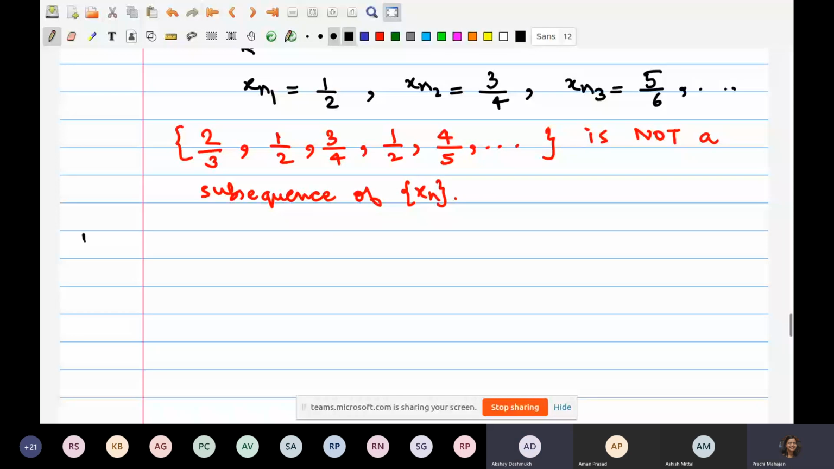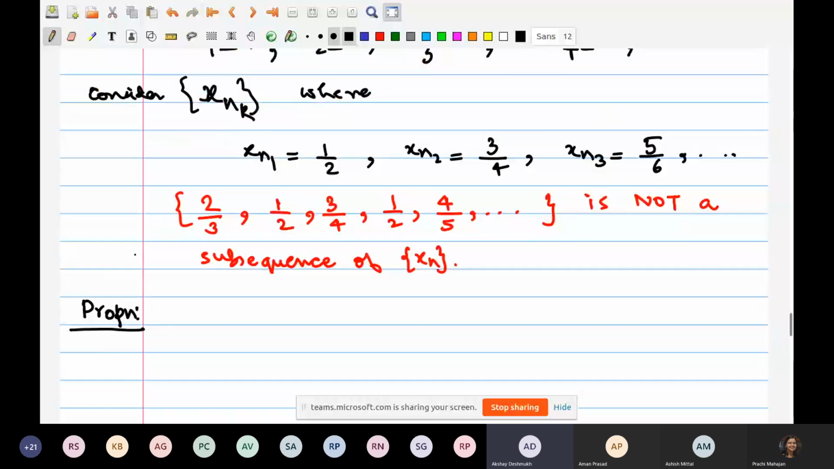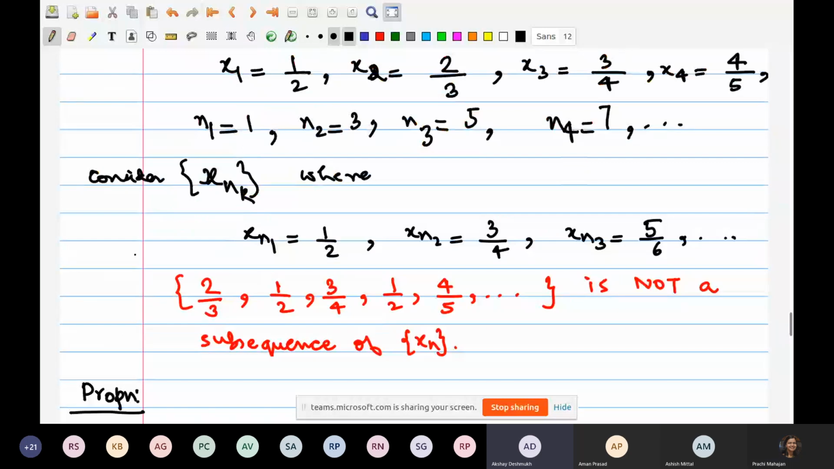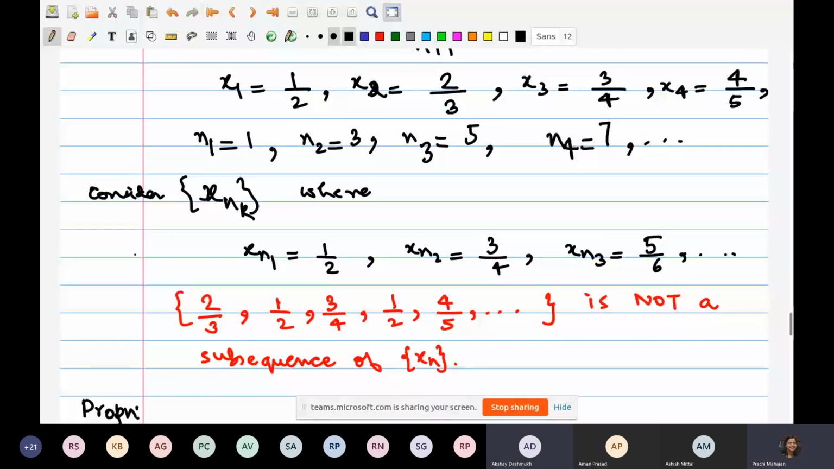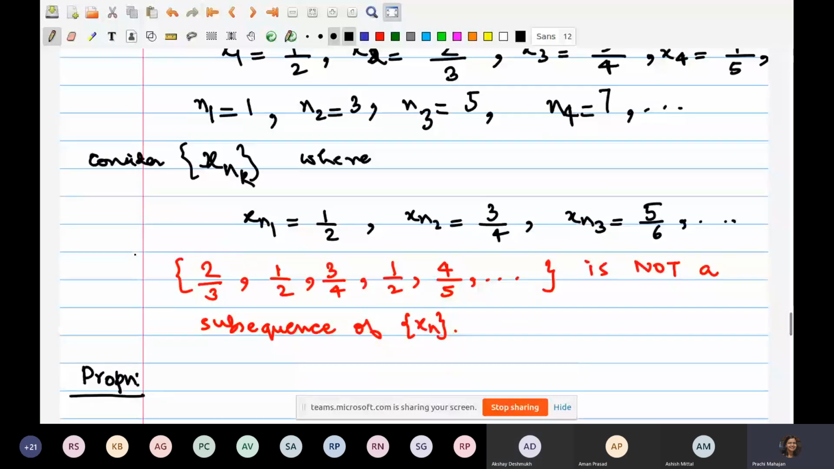Ma'am, in this red, what you have written, if we remove 1 by 2, then it will become a subsequence. 1 by 2 from everywhere, not just the second. Yes, everywhere. Correct. Then it seems fine. Anything else? No, ma'am. Okay.